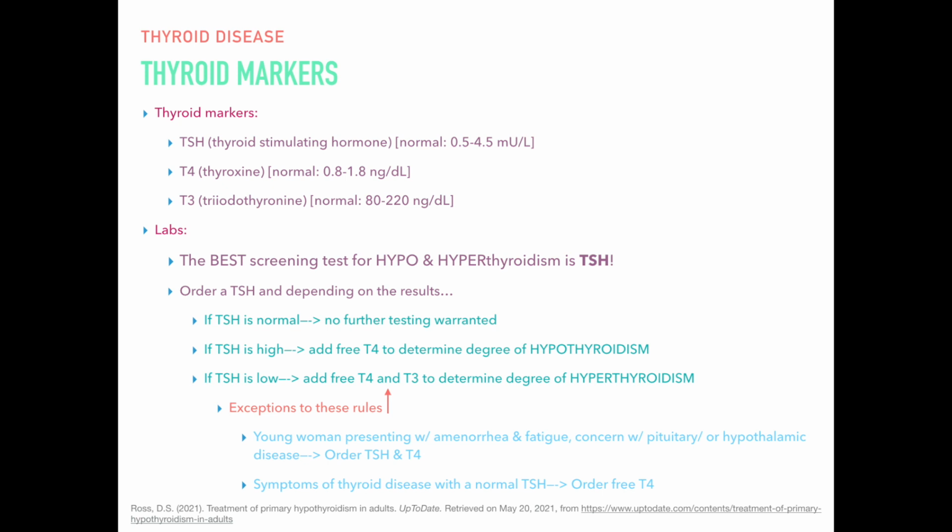Exceptions to these rules are going to be the two that follow here. So if a young woman presents with amenorrhea and fatigue and we have concern that she may have pituitary or hypothalamic dysfunction, then initially we'll want to order a TSH and T4. And then also if our patients are having symptoms of thyroid disease but they have a normal TSH, then it's indicated for us to order a free T4 as well.